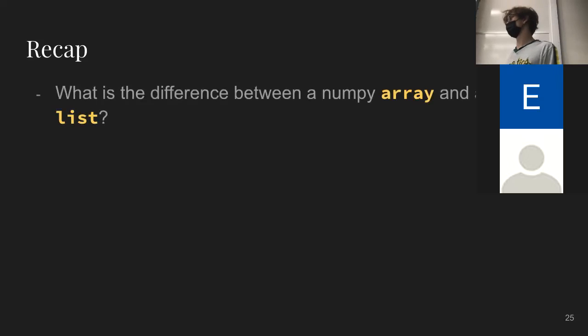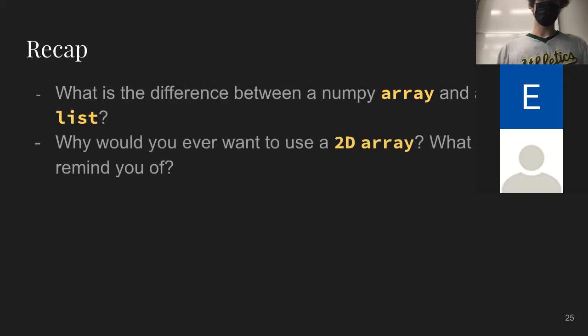Okay, so we're going to go over what we did last time really quickly. Elon talked about NumPy, so we'll go over a couple of questions. You can talk for 5 minutes or so. What is the difference between a NumPy array and a Python list? And why would you ever want to use a 2D array? And what do they remind you of? You can just talk in groups at your tables for 5 minutes about this, and I'll ask for an answer in about 5 minutes. So go ahead.